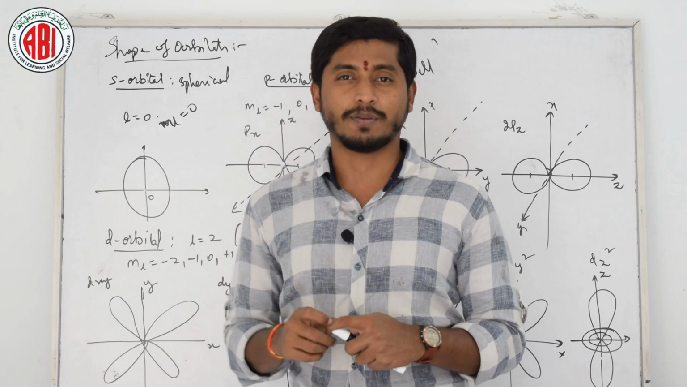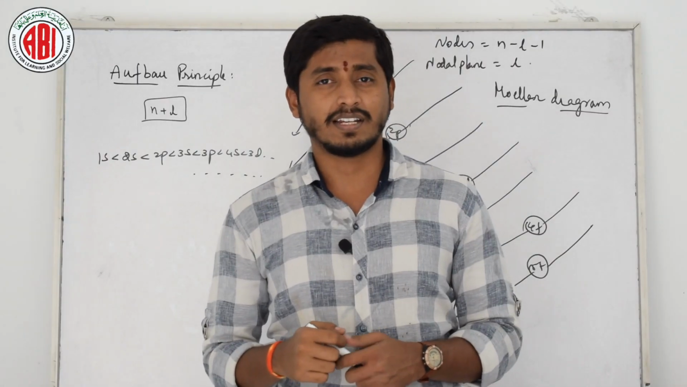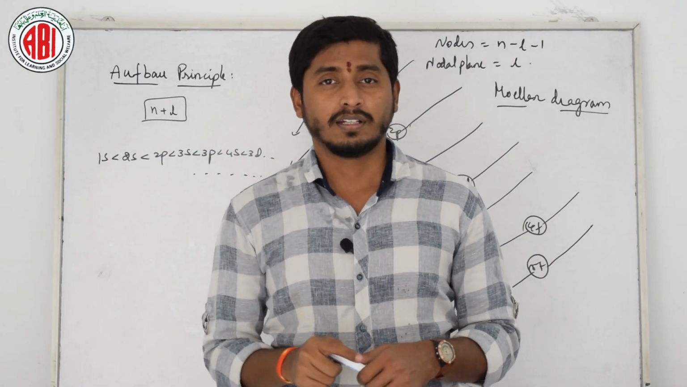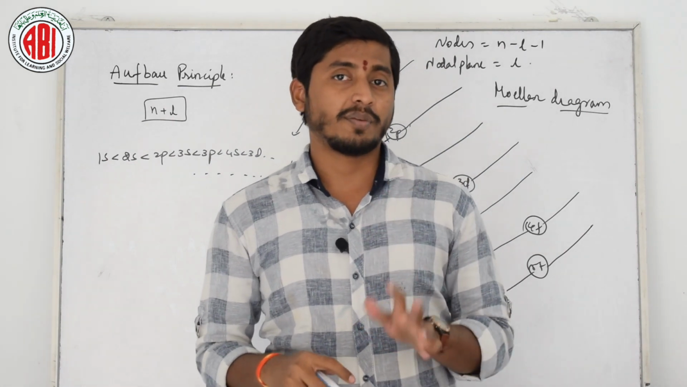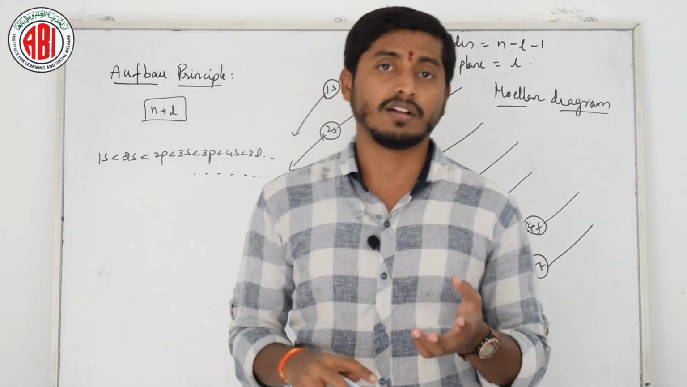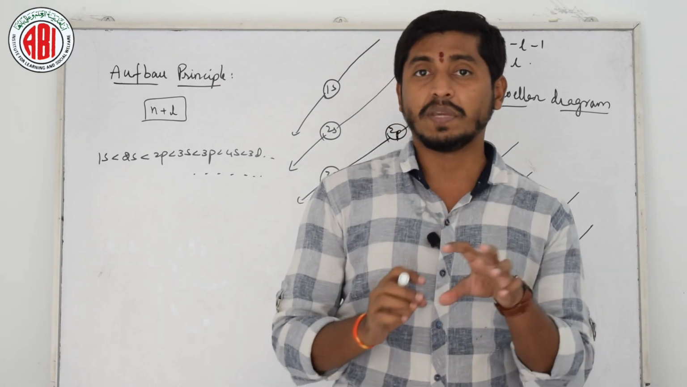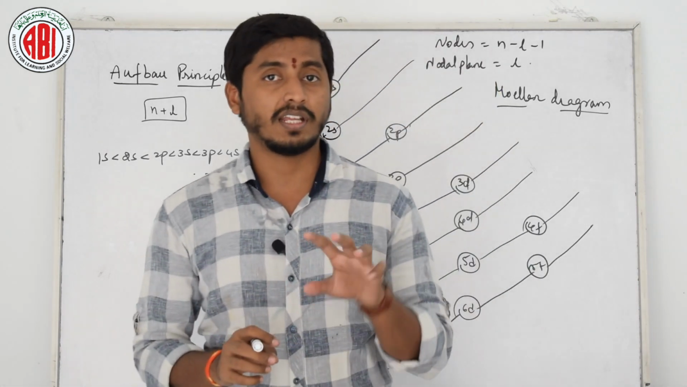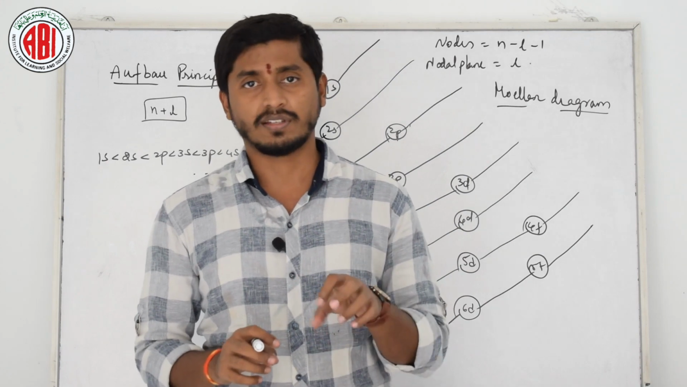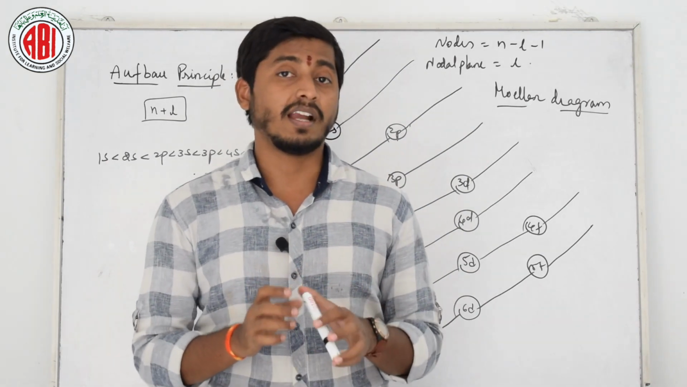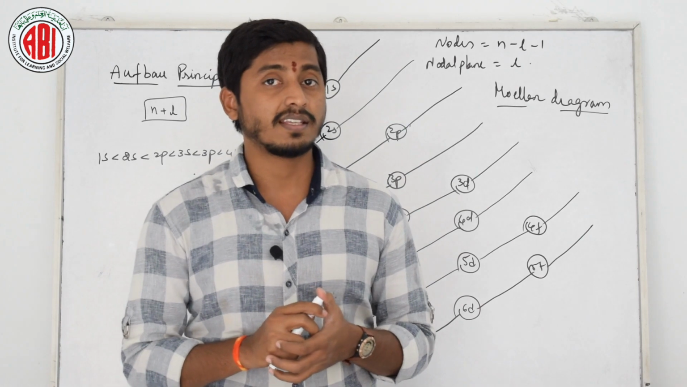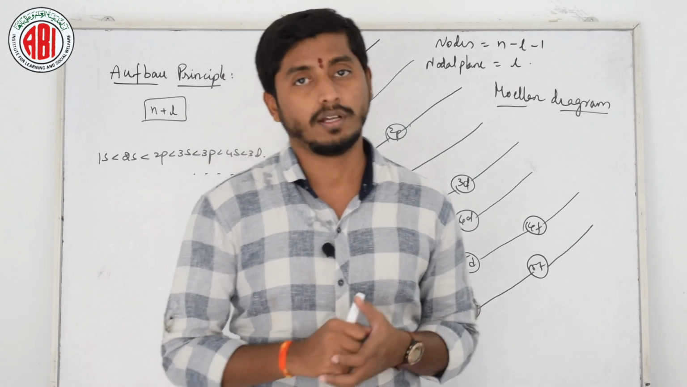Let us move on to the next topic, right? Did you understand the different shapes? Is it clear? The shape of an orbital, we can define it as the probability of finding an electron in the space around the nucleus. Then what is the probability of not finding an electron in the space? That is nothing but a node.